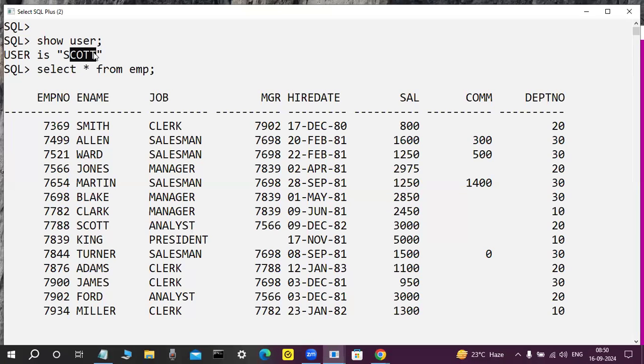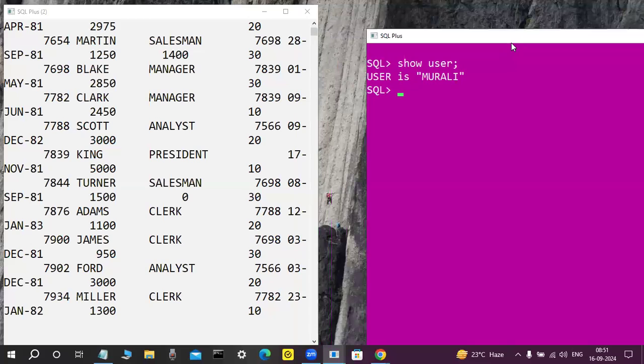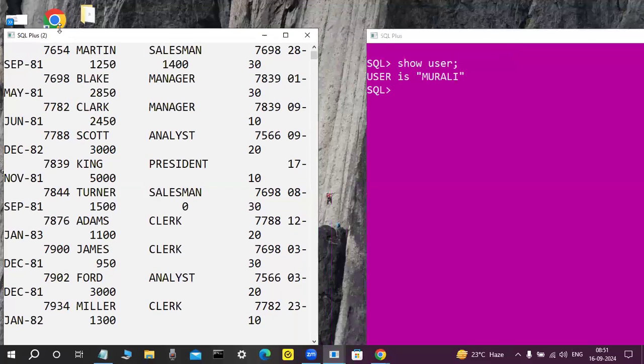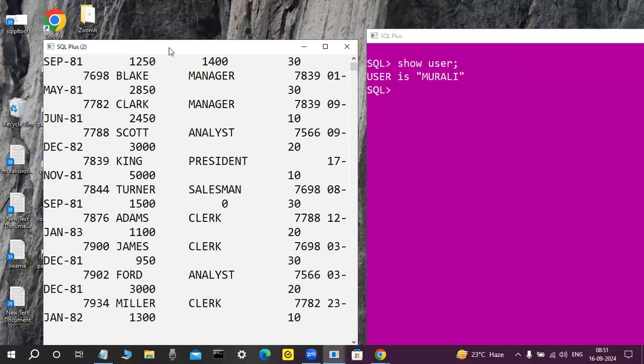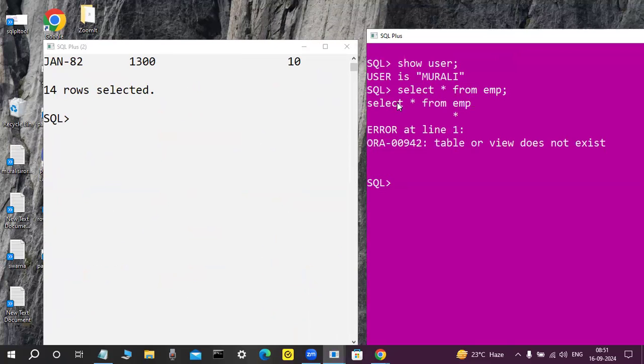Is Scott user having an EMP table? Okay, maybe users and tables later, but just guess it. Scott user has a table, the EMP table. Again, Murali user is there. Now observe it here. Can the Murali user access a Scott user table, possible or not possible? Anybody? Very good. Basically, not possible. Basically, we are unable to access another user's tables. Okay, fine. Select star from EMP. What is select? Don't worry, it's an SQL language command. It won't work.